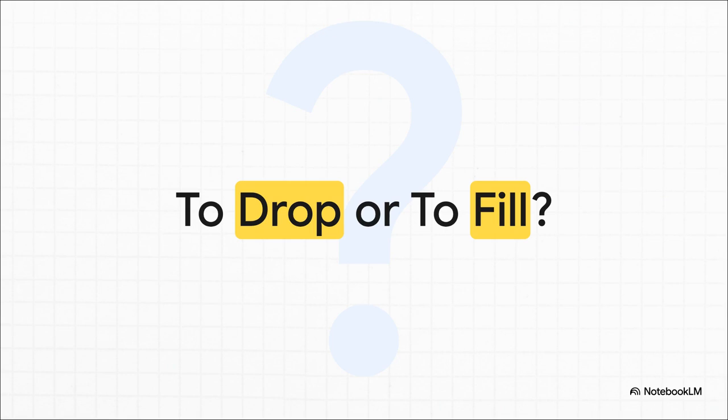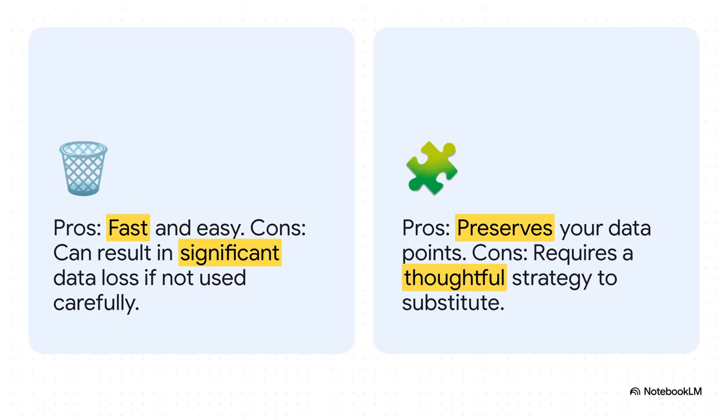And that leaves us to the fundamental question, the big dilemma, really. When you find that missing value, what do you do? Do you just toss out the entire row? Or do you try to be clever and fill in that blank with something meaningful? And that's the real trade-off, isn't it? On one hand, you have dropna. It's super fast, super easy. The danger? You might accidentally delete a huge chunk of your precious data if you're not careful. Then you've got fillna. It saves your data points, which is great, but it makes you stop and think. You have to come up with a smart strategy for what to fill that gap with.